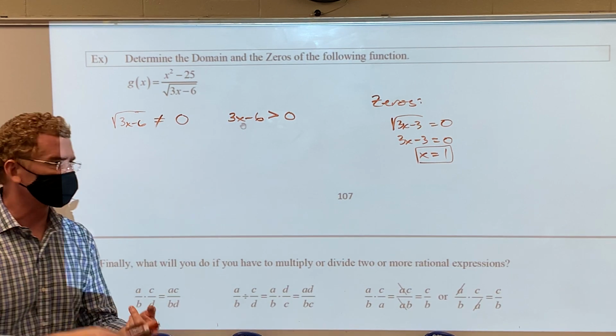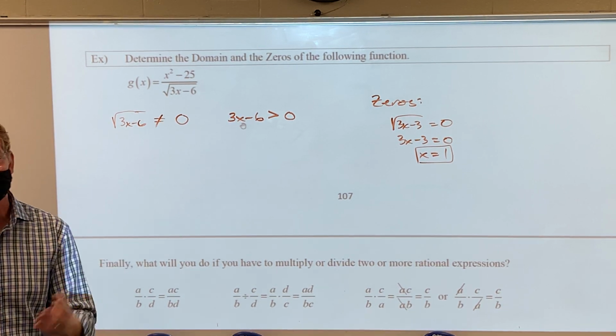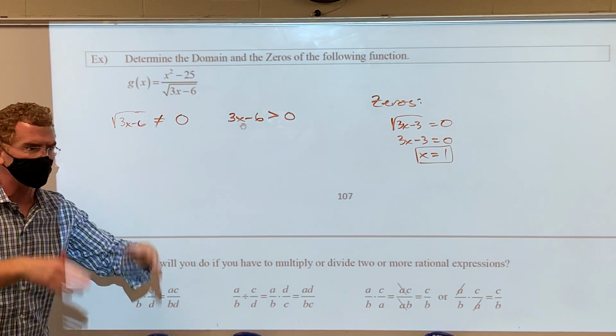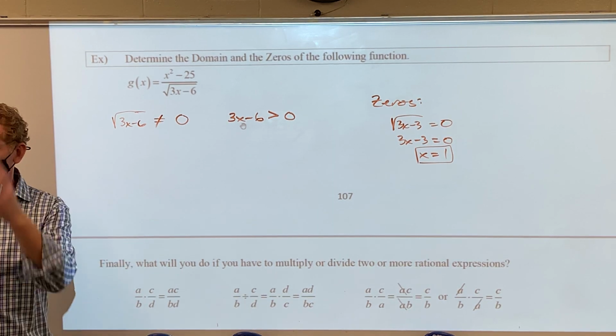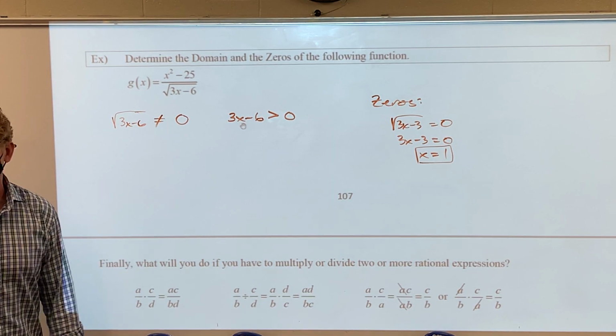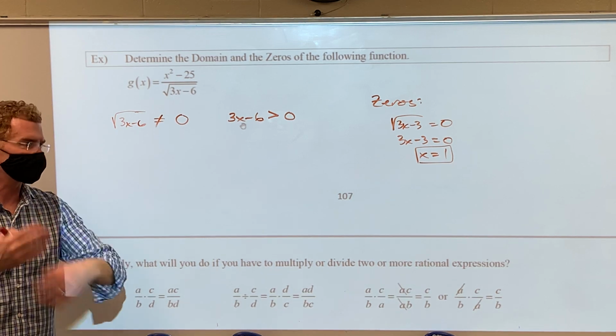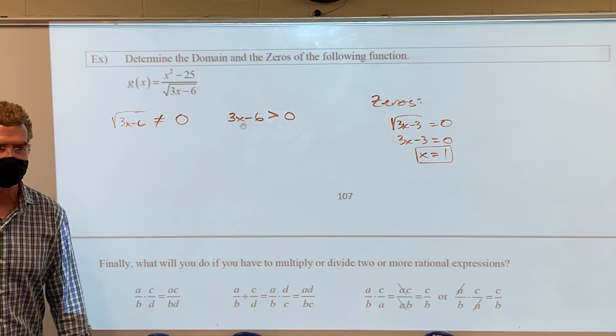You're gonna get to logarithms, and there are places where logarithms are defined. You're gonna have to add that to the whole mentality. Trig functions, there's vertical asymptotes on some trig functions, on most of them. You're gonna have to add that to your arsenal of places where the domain gets messed up.